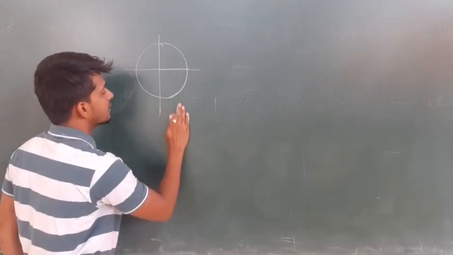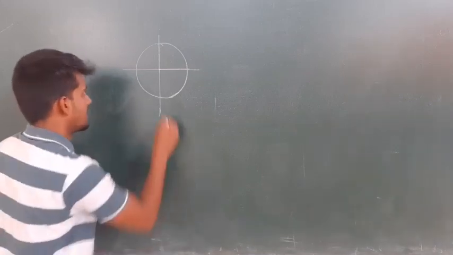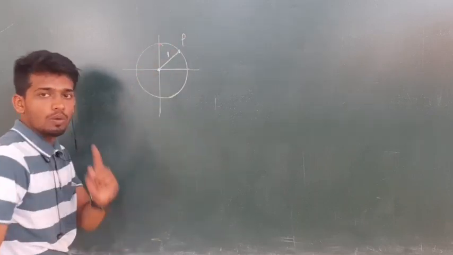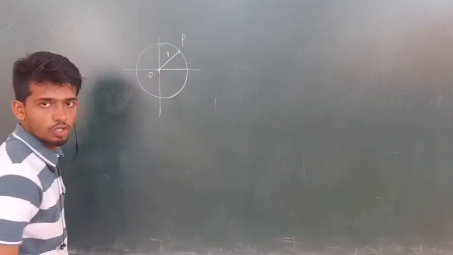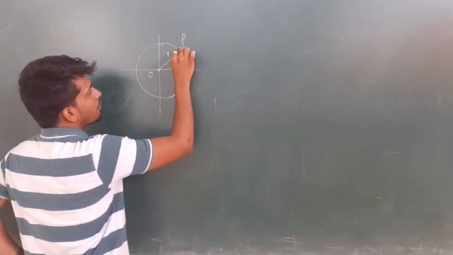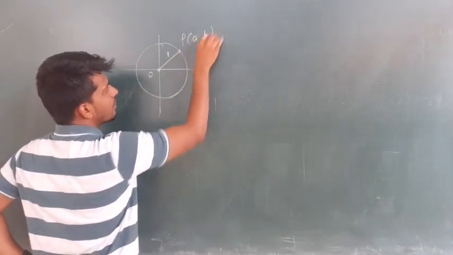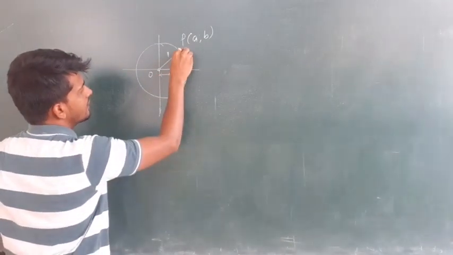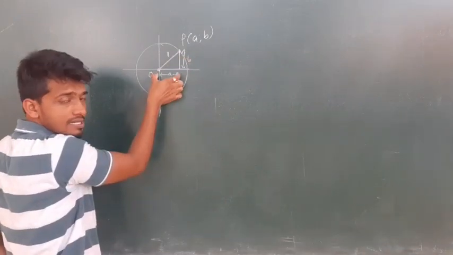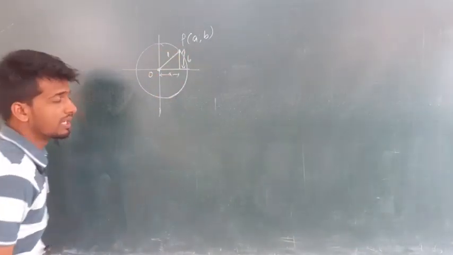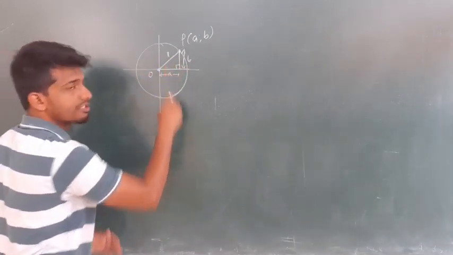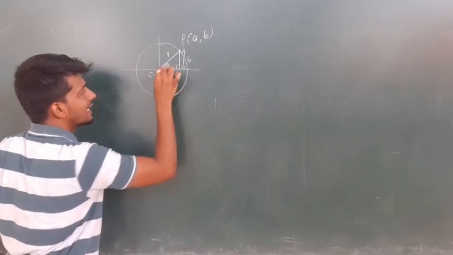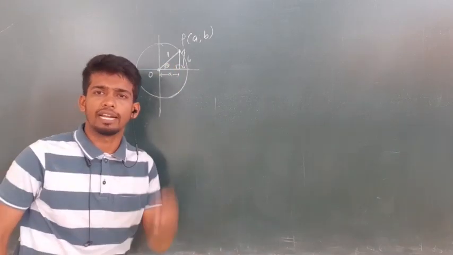So I have considered a circle with unit radius. Here the distance from the origin to this point will be the radius, which is 1. This point is the origin 0, 0. Suppose the coordinate of this point is a, b. I drop a perpendicular from this point. This distance is a and this distance is b. So here you can see that a right angled triangle is formed, and suppose this angle is theta. Using that right angled triangle we are going to define trigonometric ratios.